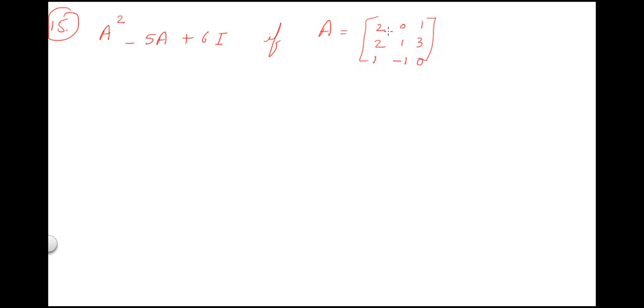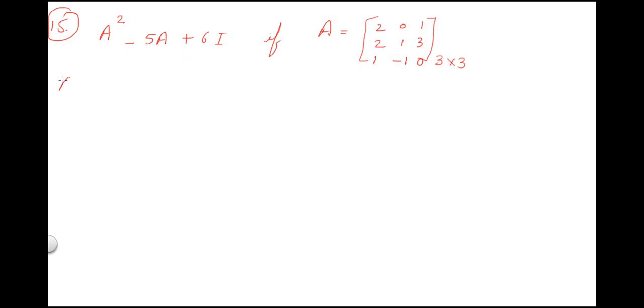Now let us discuss one more question. Question number 15. It says we have to find A square minus 5A plus 6I. Capital I is for the identity matrix. It will be of the same order as matrix A. Matrix A is a 3 cross 3 matrix given in the question: 2 0 1, then 2 1 3, and the third row is 1 minus 1 0. Clear? A 3 cross 3 matrix is given to you. We have to calculate A square minus 5A plus 6I.